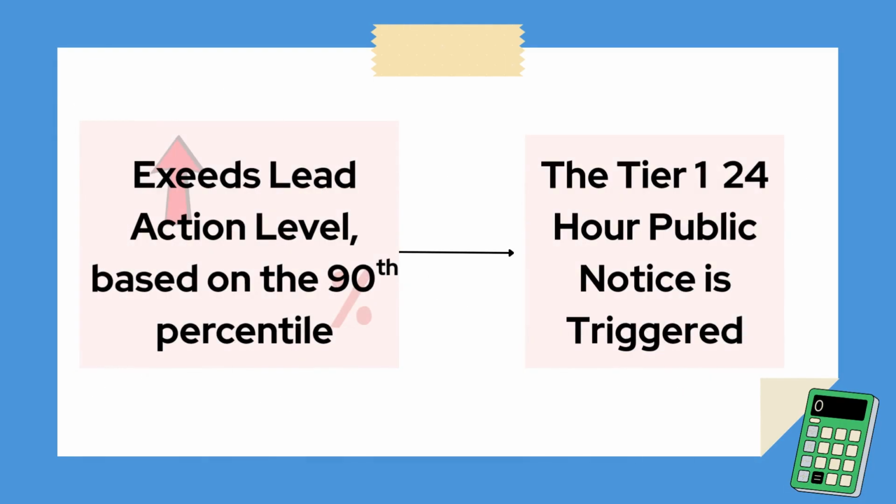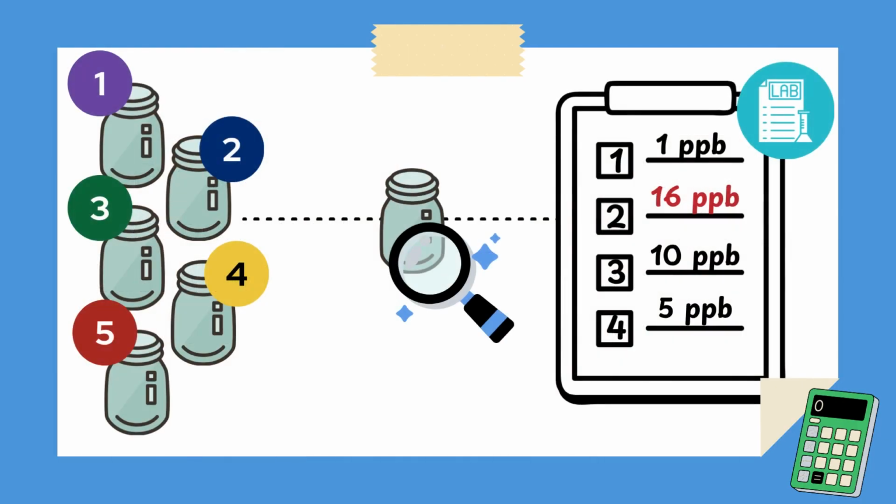The Tier 1 24-hour public notice is triggered when a water system learns that they have exceeded the lead action level based on their 90th percentile value. The 90th percentile is calculated after a system collects the required number of samples on their approved sampling plan, and a certified laboratory has analyzed them for lead.